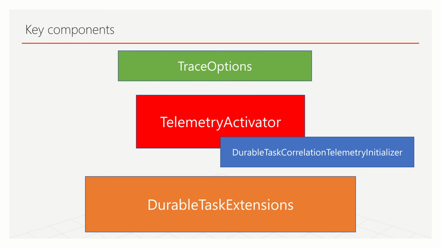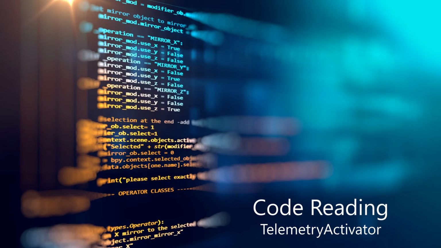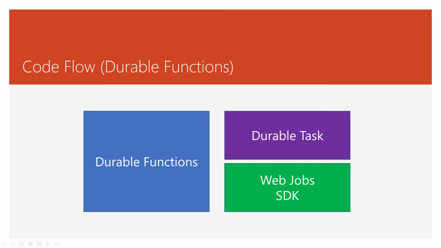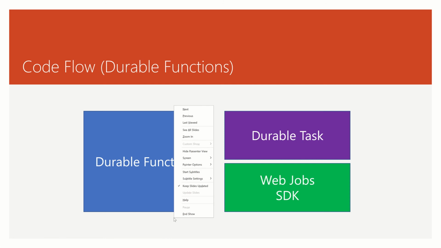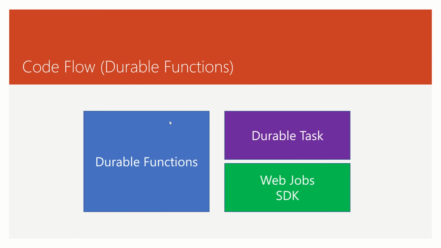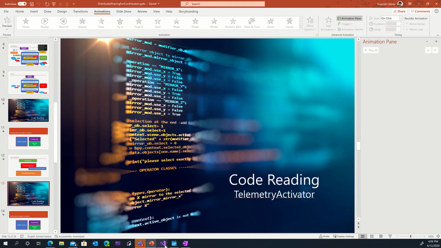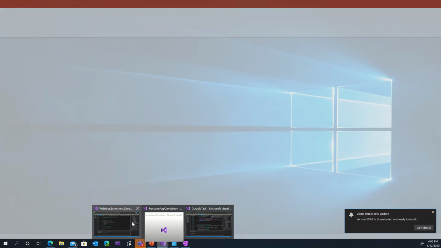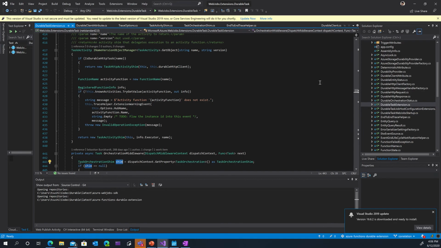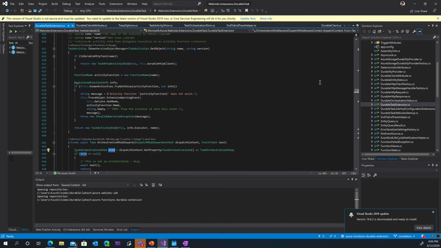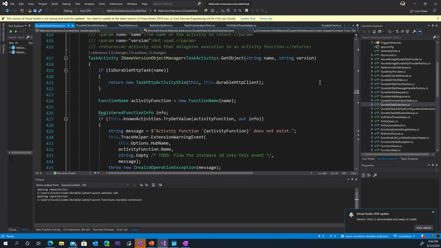So let's see how the configuration works. Now we can go to the next step. This is the durable functions code. We can zoom in, it might be better. So let's go to the configuration class.